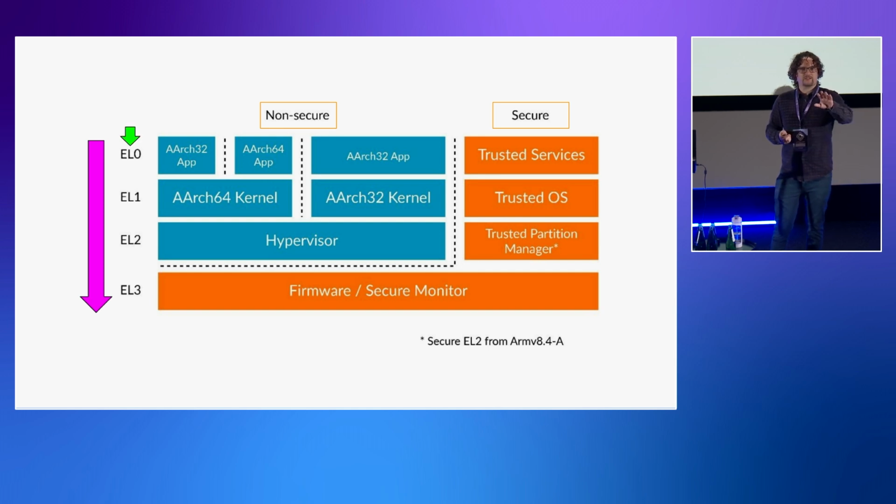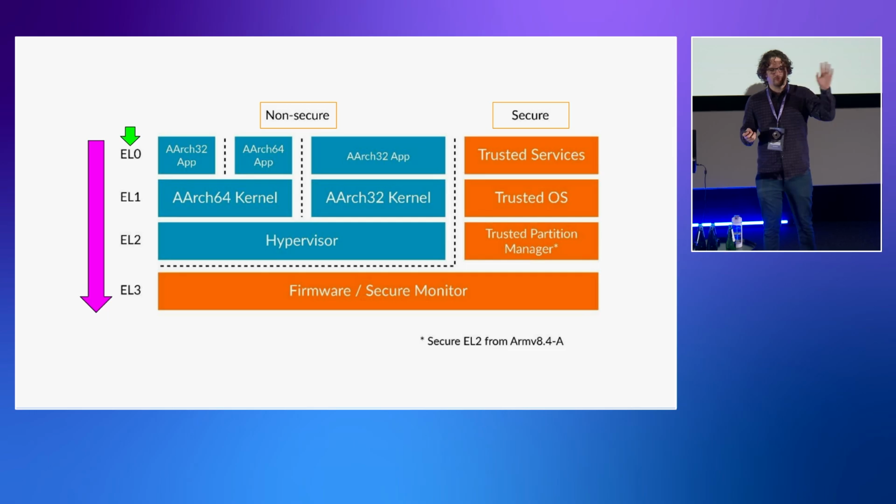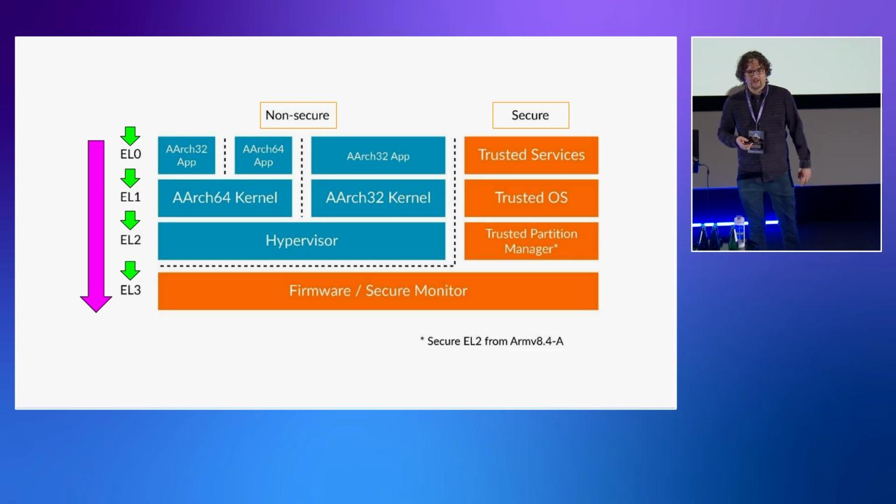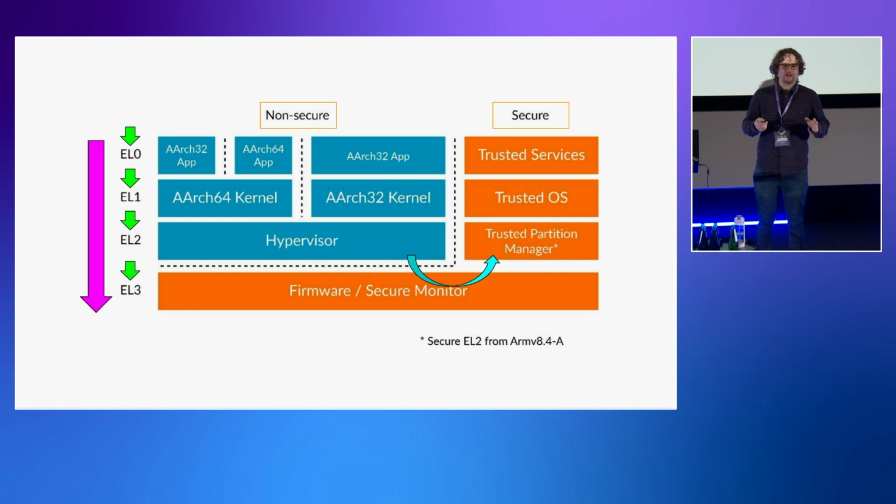And on EL0, we have our normal user space apps running on one side. On the secure side, we have trusted applications which are handling our queries from the user space. EL1, those are the kernels, and on the side of the secure, this is trusted OS, something like Opti. EL2, this is hypervisor, trusted partition manager, and finally, on EL3, we have our secure monitor. And this part can change our context from non-secure to secure.